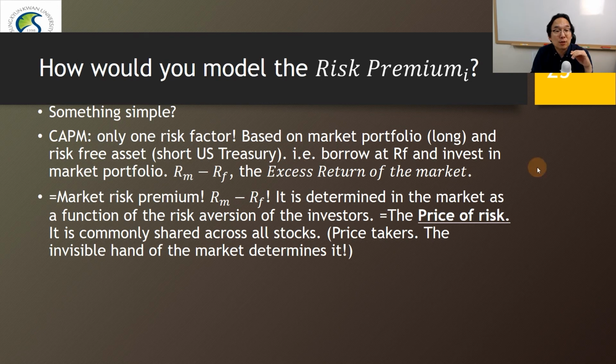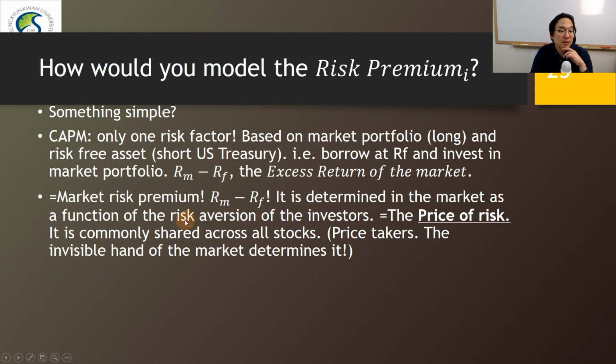So based on the market portfolio, you take a long position in the market portfolio and a short position in the risk-free asset, US Treasury, which means borrowing at the risk-free rate, and then with that money, what do you do? Invest in the market portfolio. That's R_M minus R_f. That's what you're expecting in this market portfolio, the market risk factor portfolio. This is the excess return of the market, in excess of the risk-free return.